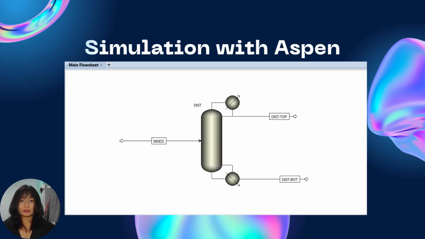After we finish with the property part, we proceed to the simulation. So this is the diagram that we got after we finish our drawing. So we choose the column and then we choose the distillation and then we name it as distillation. And we have three streams. The first stream is the mixed stream, which consists of methanol and also water. And then the top stream, we name it as distillation top. And then the bottom stream, we name it as distillation bottom.